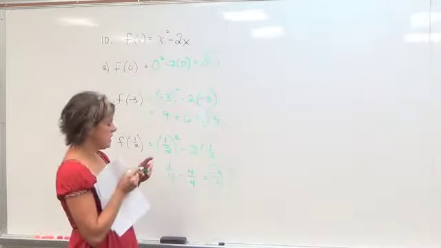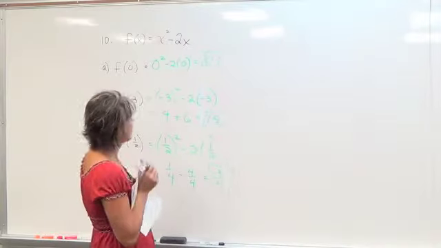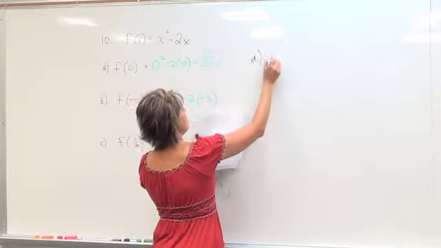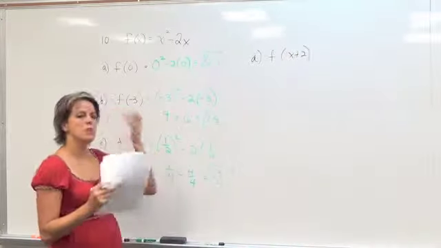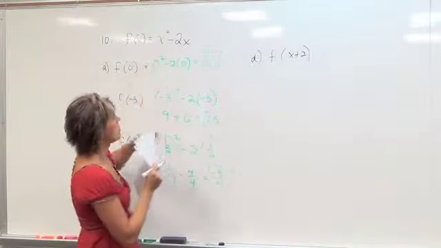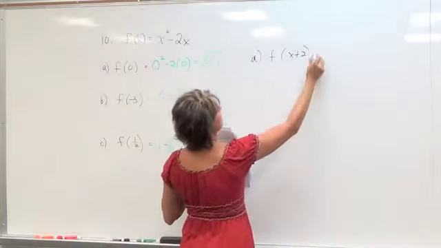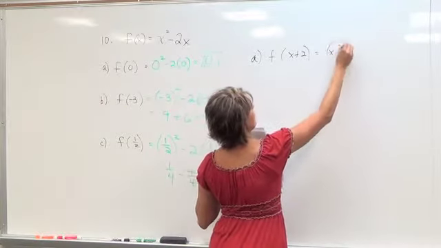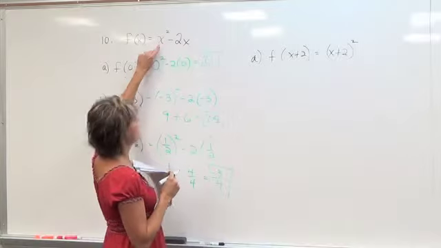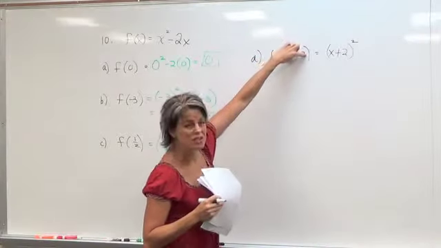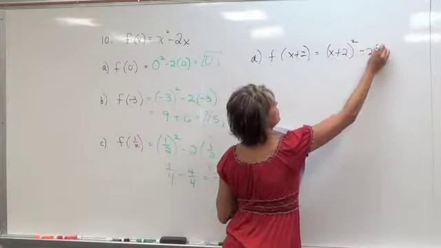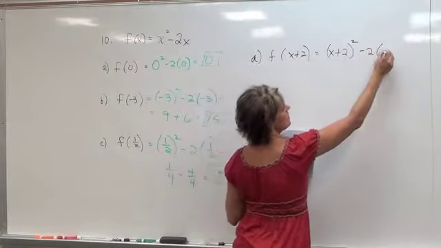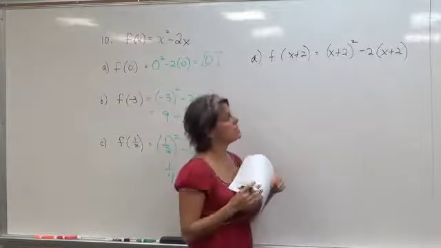All right, now let's look at D. D wants you to find f of x plus 2. Same thing. Instead of putting in a boring x, we're going to put in x plus 2. So this is going to be x plus 2 squared. Notice instead of the x, whatever's inside of these parentheses, I'm going to put it right there. Minus 2. And again, what's in here is what I'm substituting in for x.